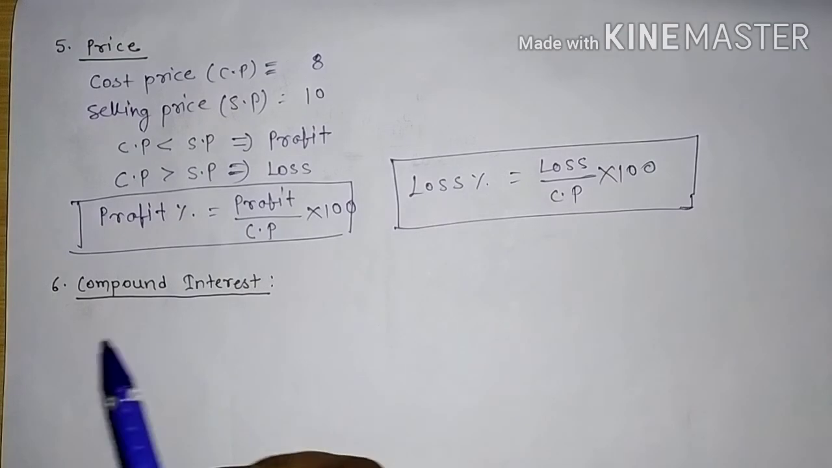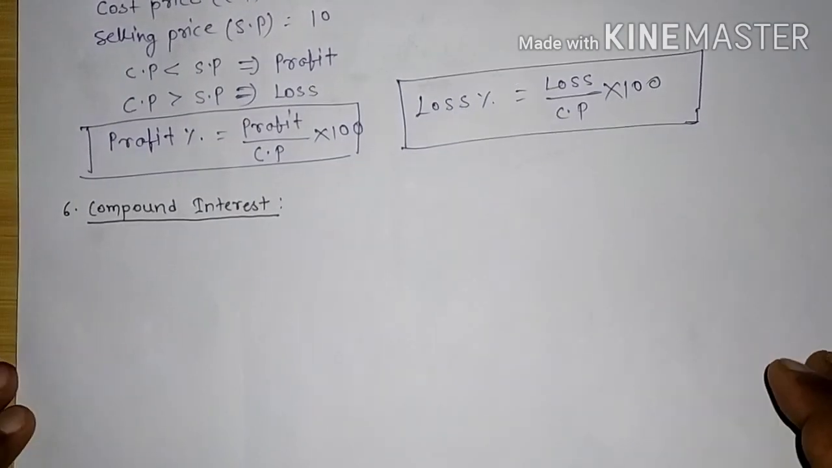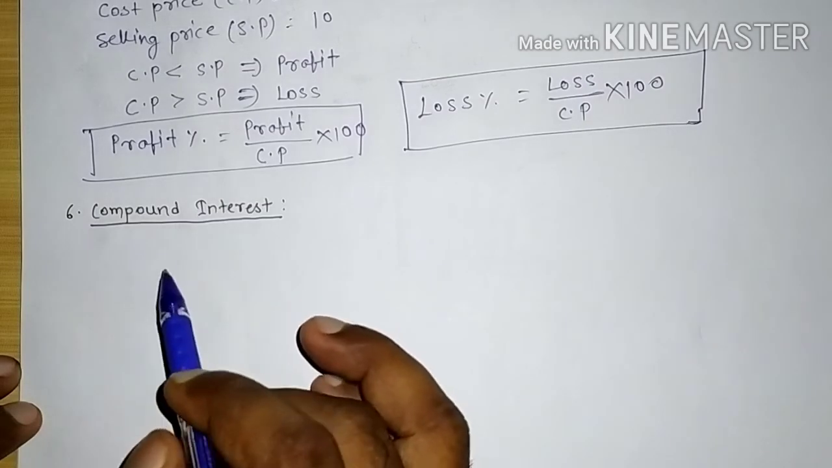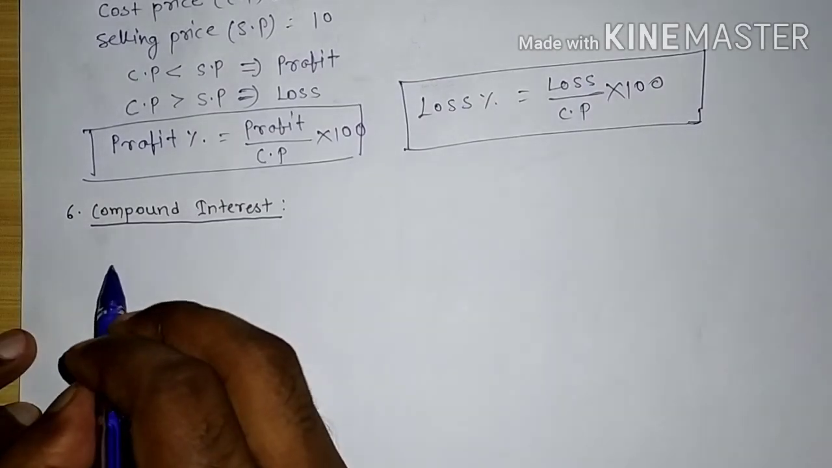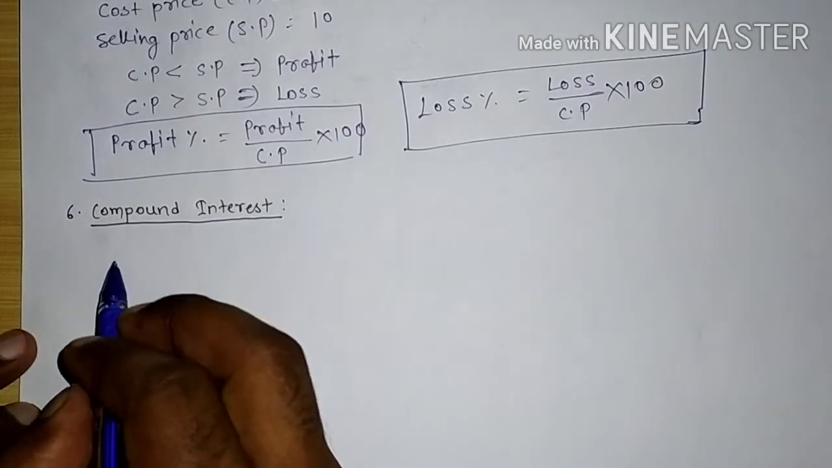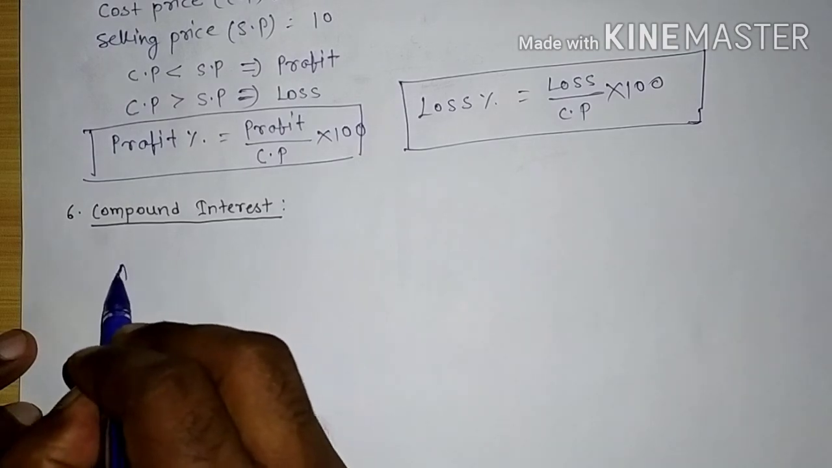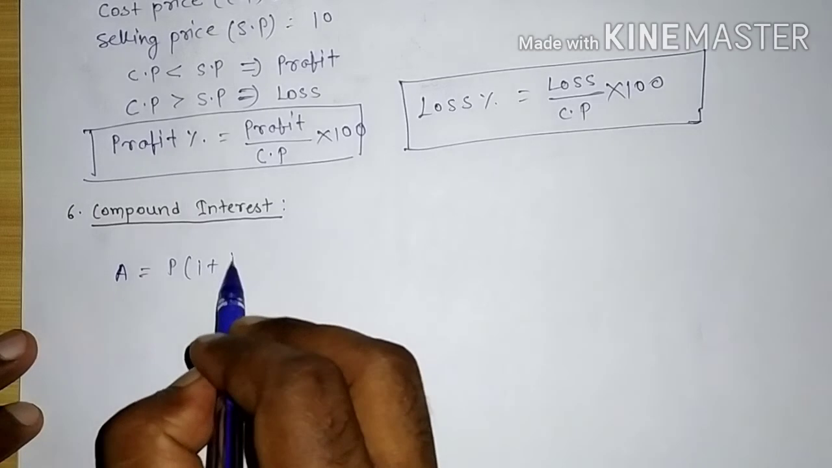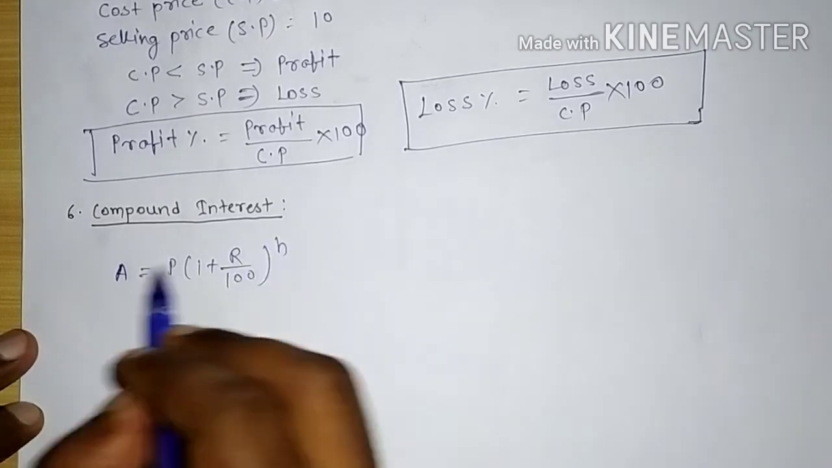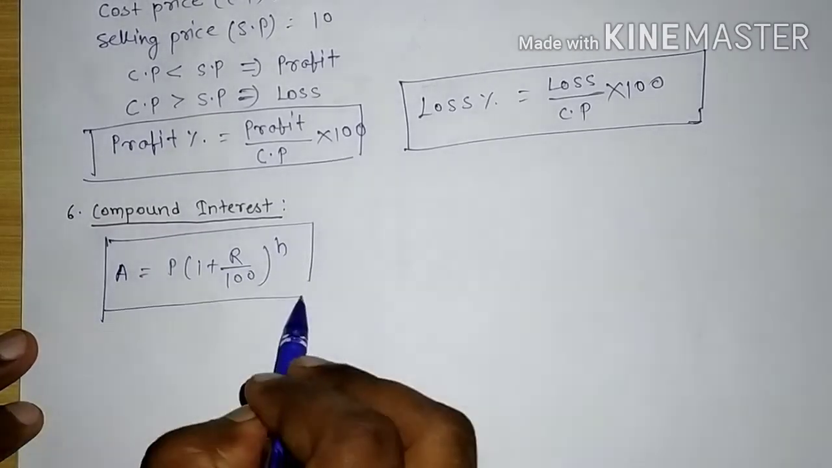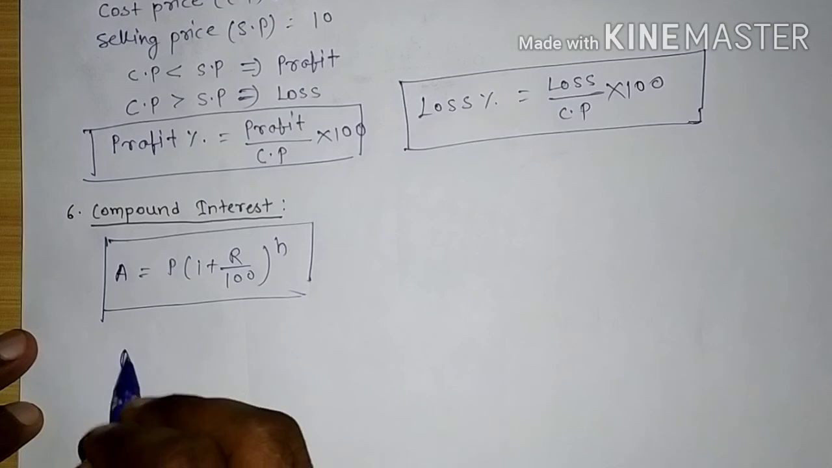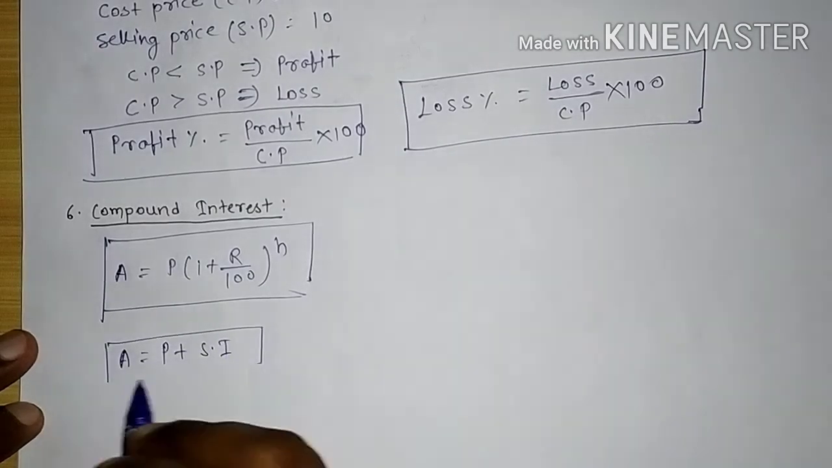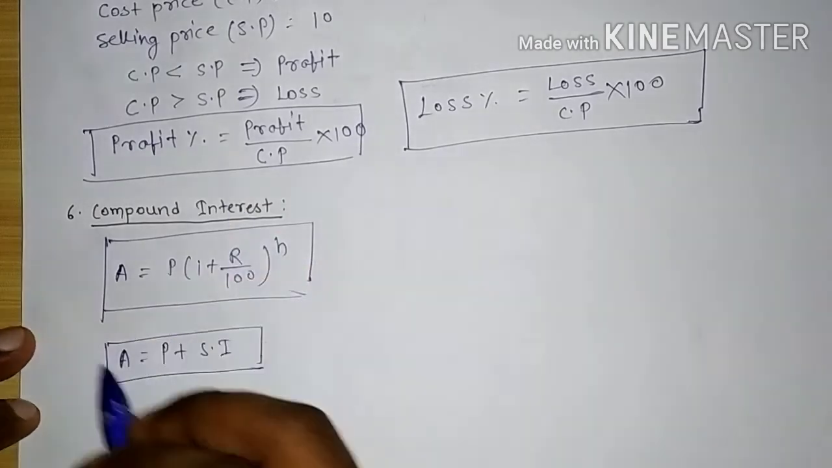Now the next topic, that is compound interest. This is the introduction part. There are only two formulas here. A, that is amount, equals P times 1 plus R over 100 to the power n. This formula is used in this topic, and amount equals P plus SI, simple interest. These two formulas are used in this topic.